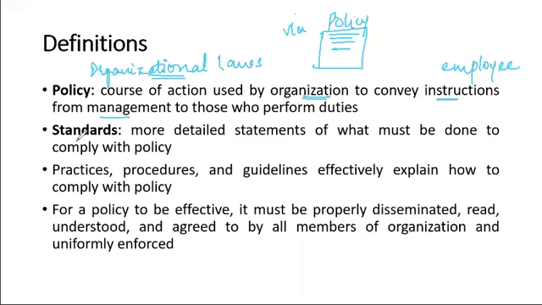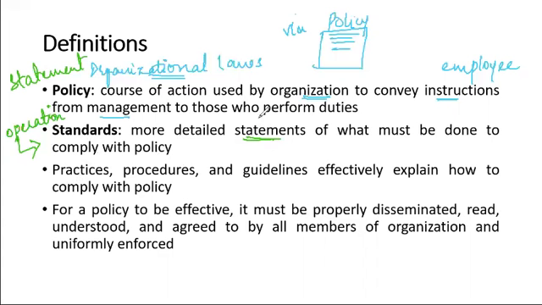Then the next point is standard. A standard is a more detailed statement of what must be done to comply with policy. As I've told you, what needs to be done, the operations, will be stored within the standard. Policy is just going to be a statement that this needs to be done, whereas the different operations, how it is done, are stored within the standard. So it is a more detailed statement. You can say that this follows a level of granularity. First you've got less detail, then you add more detail to it.